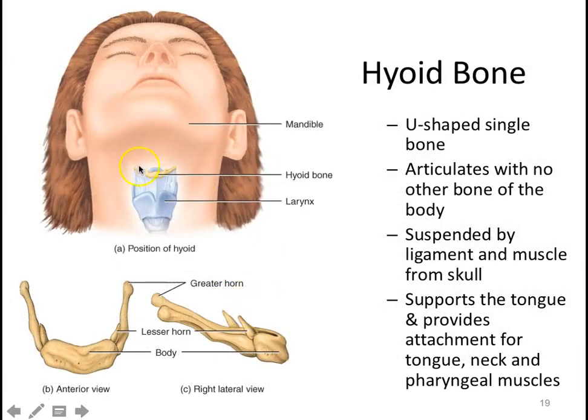All right. So our hyoid bone, right at the base of our tongue, is a little U-shaped bone. It's the only bone that does not touch another bone in the body, so it has no articulations with any other bone. It is simply suspended by ligaments and muscles from the skull, basically from your mandible. It supports the tongue, and it provides an attachment for tongue, neck, and pharyngeal, like your lower throat, muscles. As you're swallowing, that's going to help you swallow.